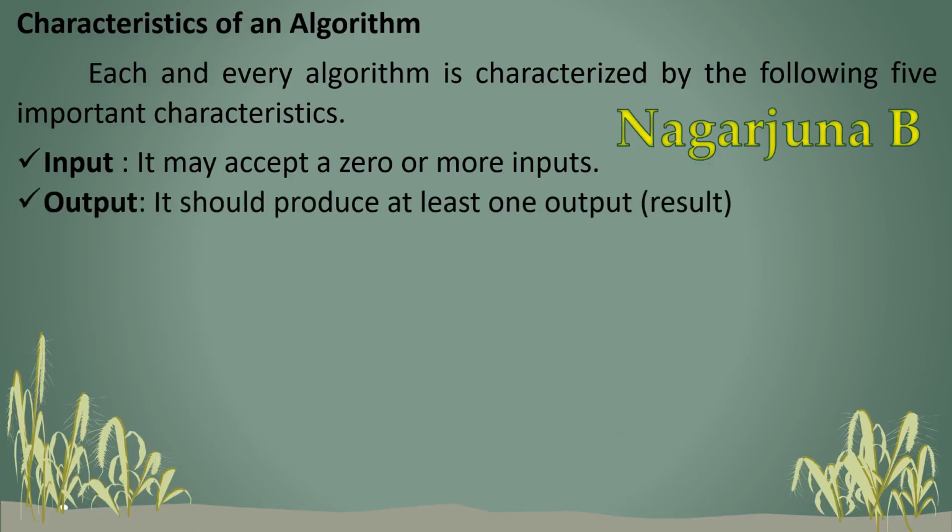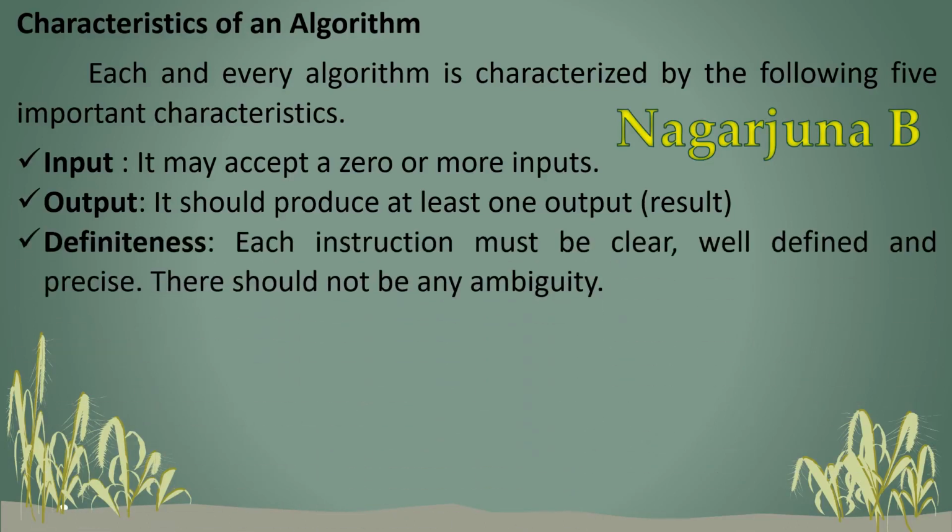Second characteristic is output. It should produce at least one output, because the algorithm we have written should give the desired result. For that purpose, output is required, and it is essential. So each algorithm has to produce at least one output. It means the minimum number of outputs should be one.